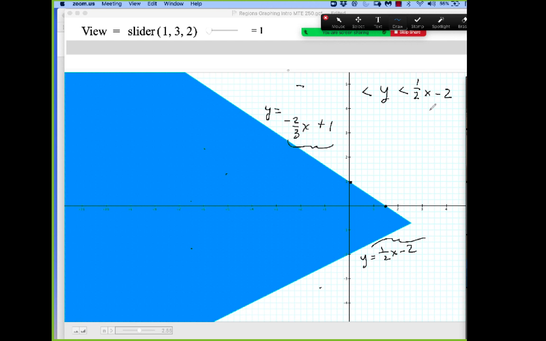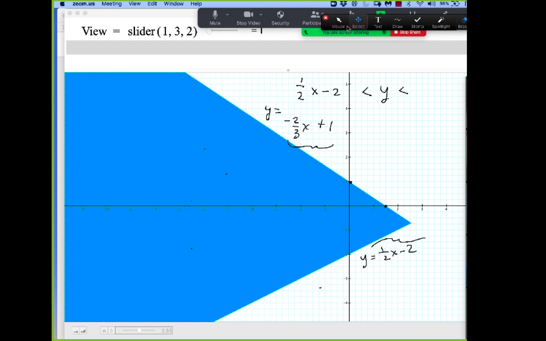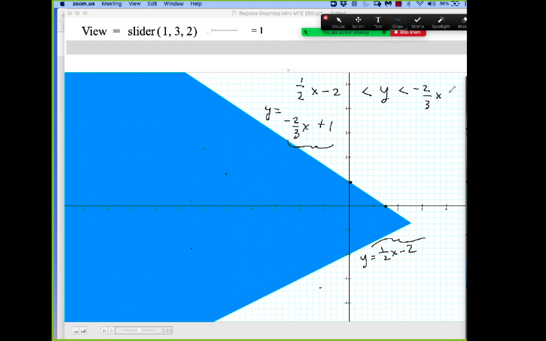Sorry, so do I have this wrong? Yeah, we want everything above that and below this other one. And that will be these points, right? So that will be all these points that are both above that line and below this one.